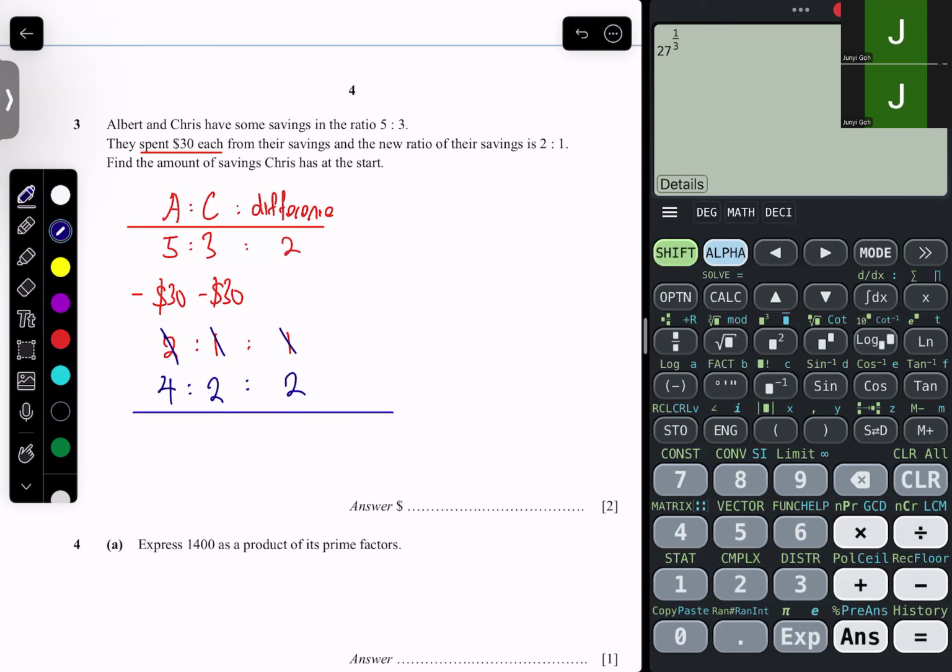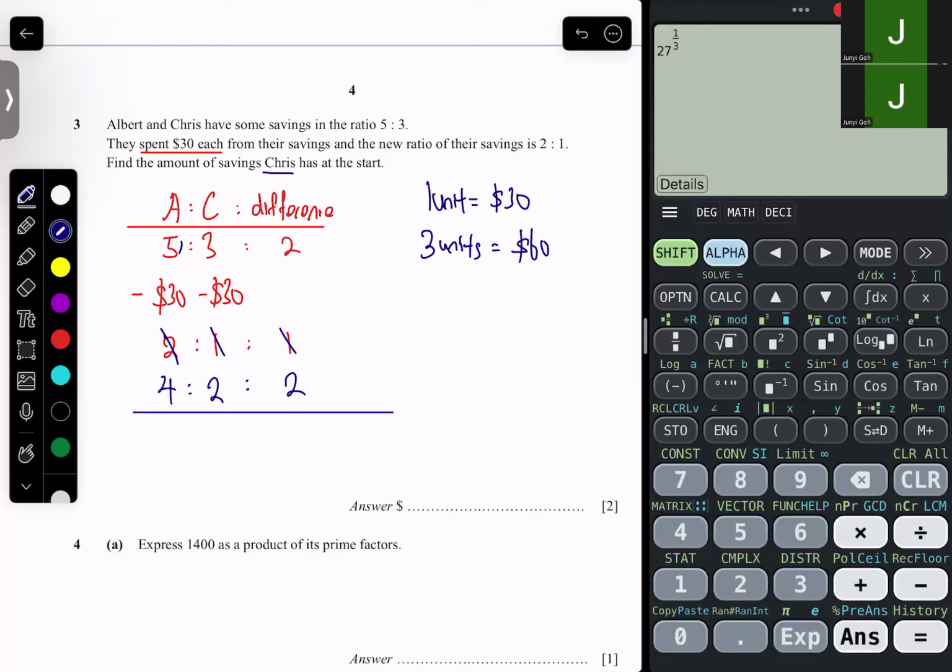Because you see that A has 5 units. After minusing 30, left 4 units, meaning a decrease of 1 unit. Same thing for Chris, right? 3 units minus $30, left 2 units. So then we can conclude that 1 unit is equal to $30. So Chris at the start has 3 units, so 3 units equals $90.